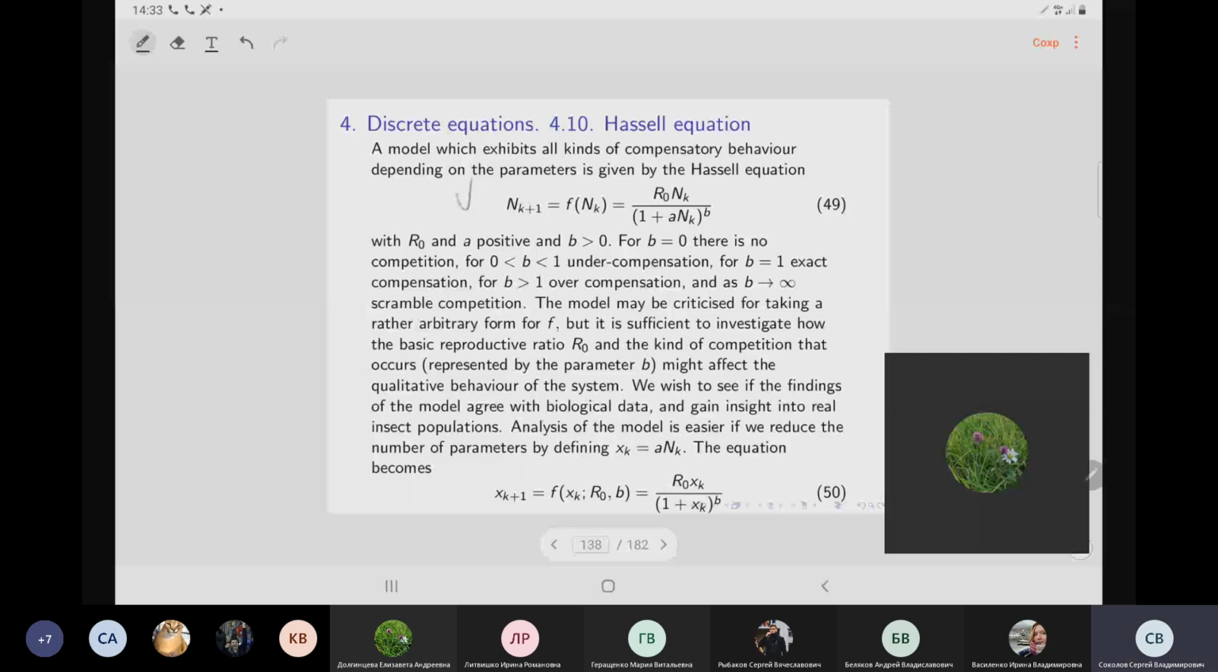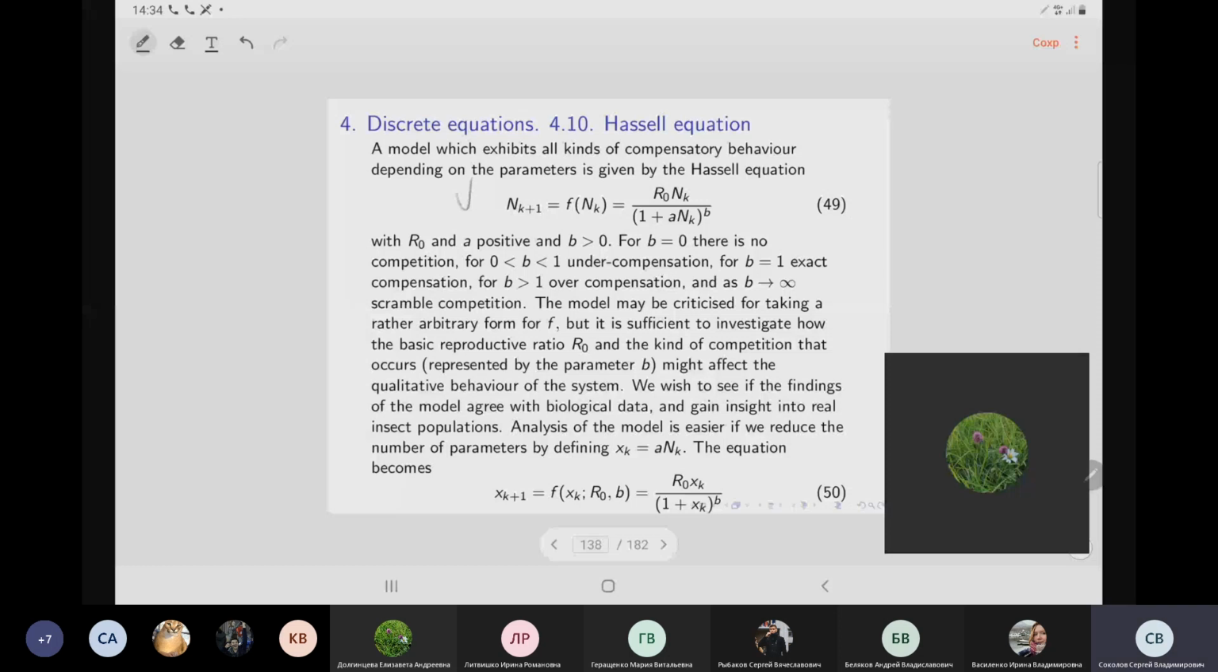What is the meaning of our B? If B is 0, then it is just Malthusian growth. There is no competition at all. If B is from 0 to 1, we call it undercompensation. When B is 1, we call it exact compensation. And if B is greater than 1, we call it overcompensation. If B is going to infinity, we call it a scramble competition.